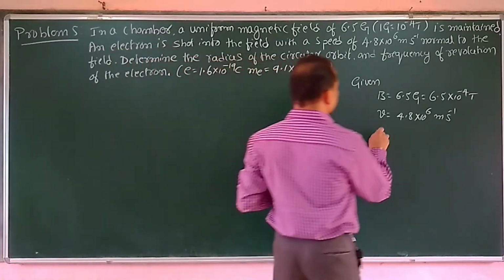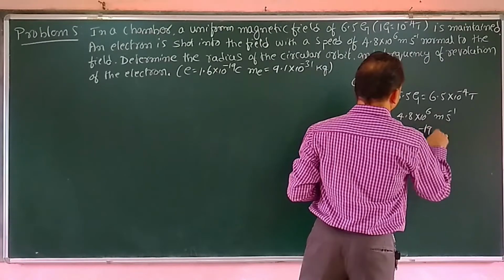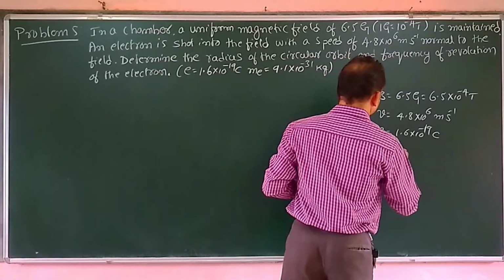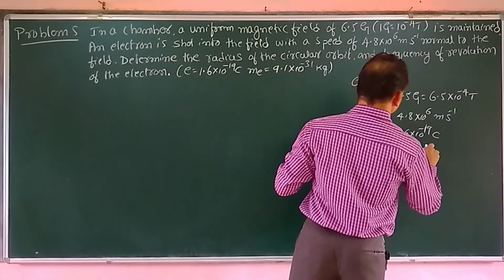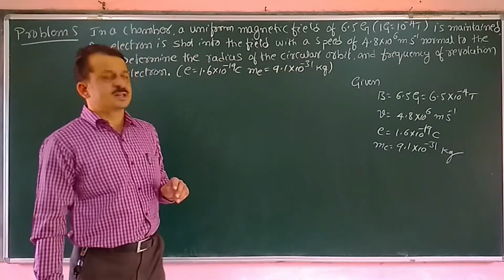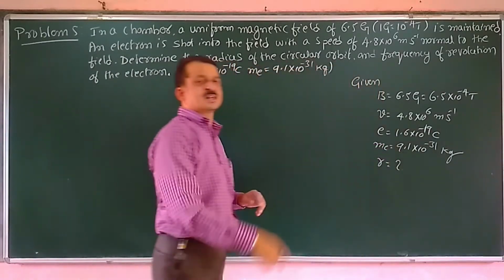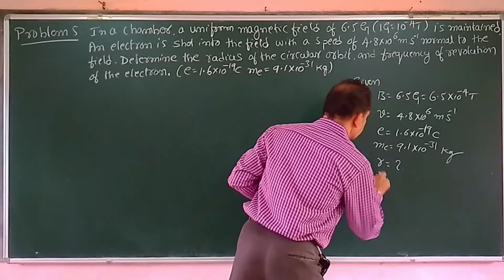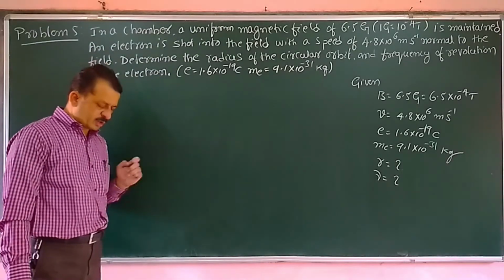Charge of the electron is given. e is equal to 1.6 into 10 raised to minus 19 coulomb. The mass of the electron is also given. Mass of the electron is 9.1 into 10 raised to minus 31 kg. With these data, we have to calculate what is the radius of the circular path traced by the electron, and hence the frequency of revolution of the electron. These two things we have to find out.